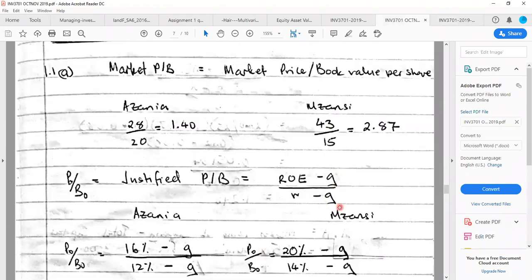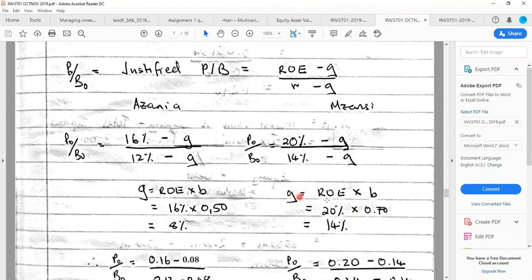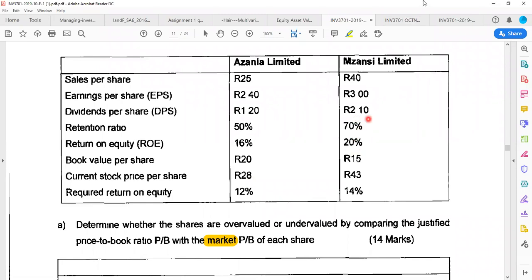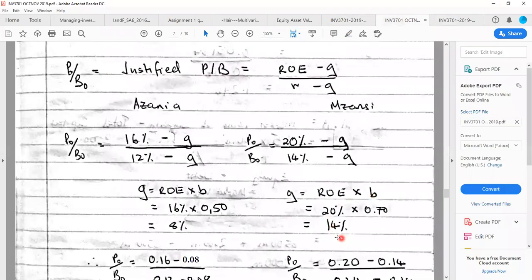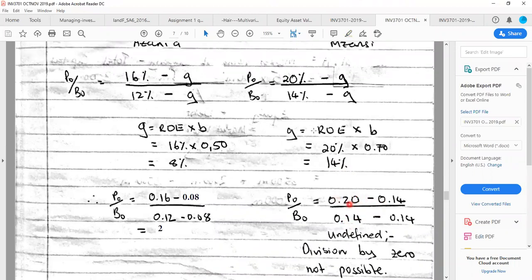We do the same for Mzansi. We have to calculate the price to book based on forecasted fundamentals, 20% minus growth over required return minus growth. We calculate our growth rate, which is return on equity times the retention ratio, so it's 20% times 0.7, and we get 0.14, right, 14%. So that's the growth rate. And then we substitute that information into our formula, 0.2, which is 20% ROE minus the growth rate over required return minus the growth rate.